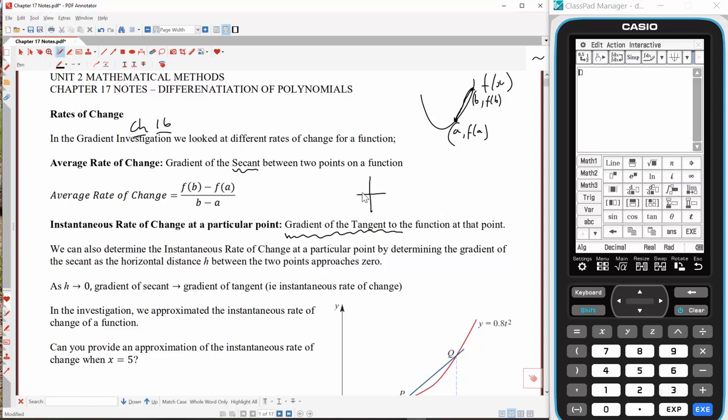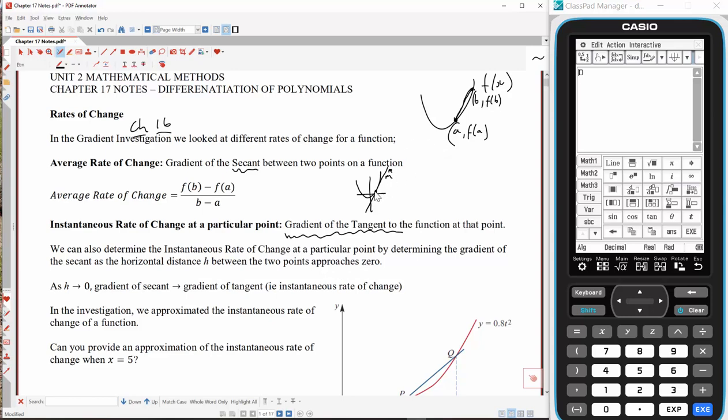All right, so if I again look at a parabola for argument's sake, and I'm investigating the instantaneous rate of change at this point, if I drew a tangent along there and hit that line there at that point, it'd be the gradient of this line here. That's the instantaneous rate of change at that point. And we can also determine the instantaneous rate of change at a particular point by determining the gradient of the secant as the horizontal distance h between the 2 points approaches 0.